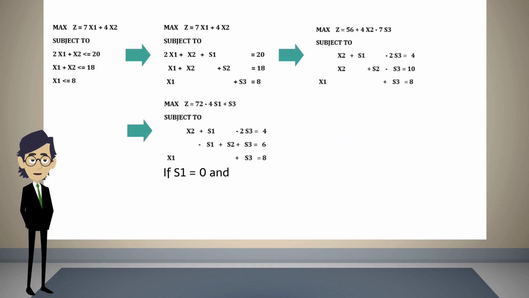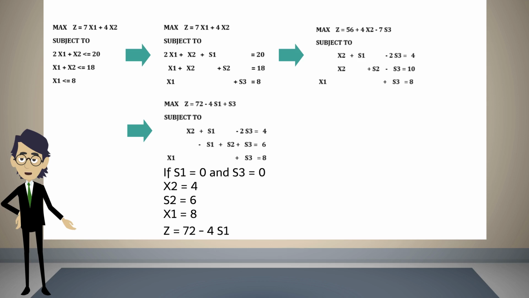Now set s1 and s3 equal to 0. When we do this, then, x2 is equal to 4, s2 is equal to 6, and x1 is equal to 8. We must also note that, z is equal to 72, minus 4s1, plus s3. This means that, if we increase the value of s3, then the value of z will increase. As in the previous occasions, we must determine which of the constraints limits most the increase of s3.